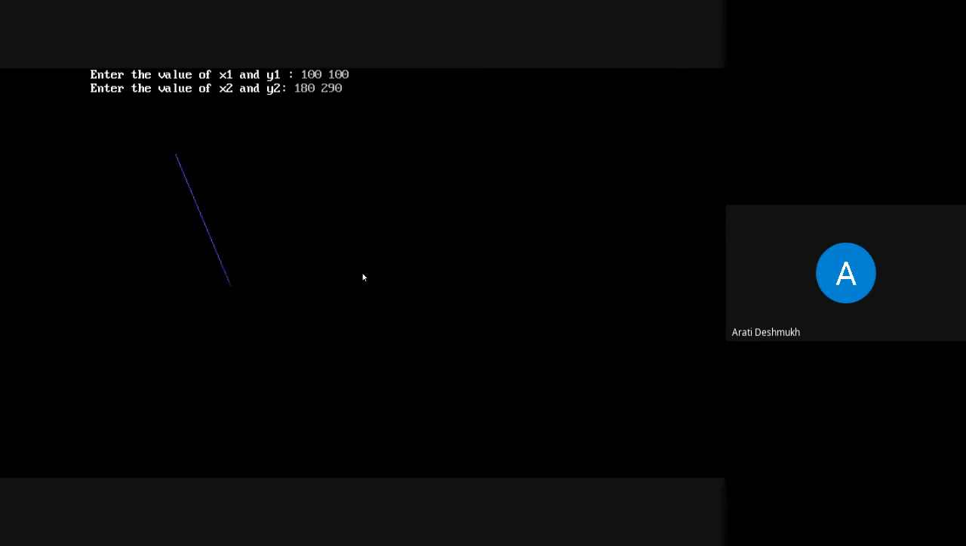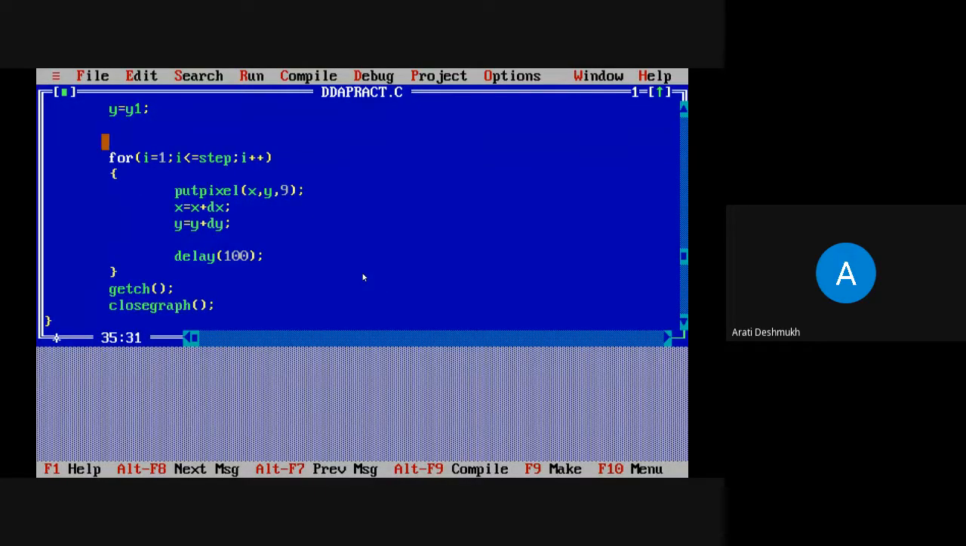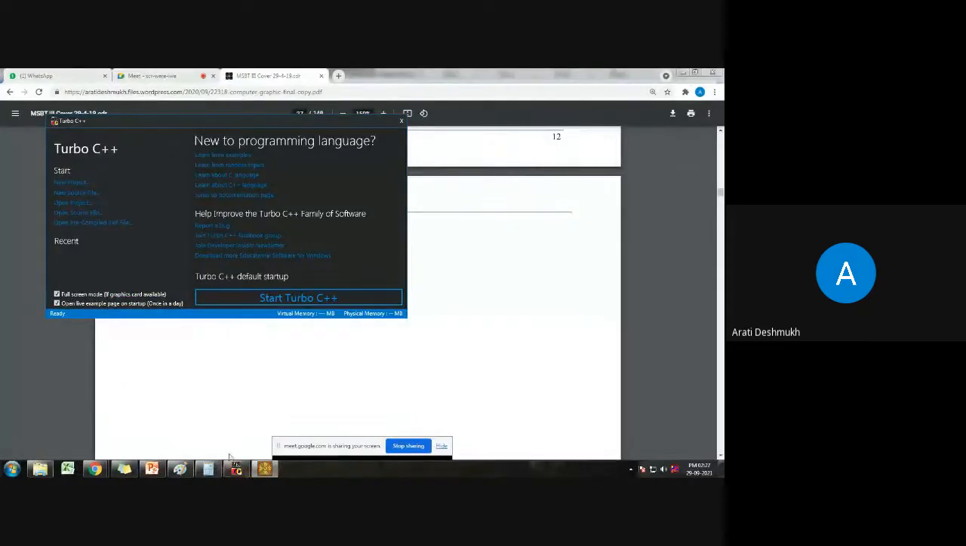From the starting point to the end point of the line, the pixels are put onto the screen using the putpixel function, and we can easily see those pixels. So this is all about the DDA line drawing algorithm program.